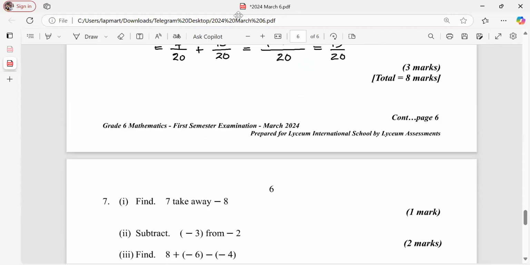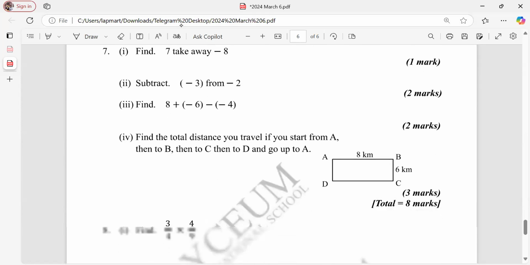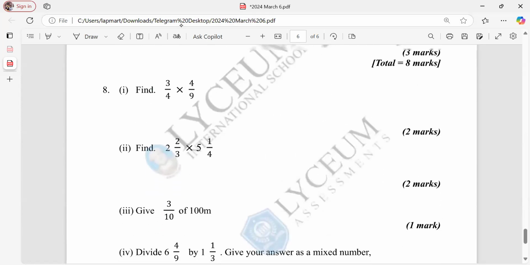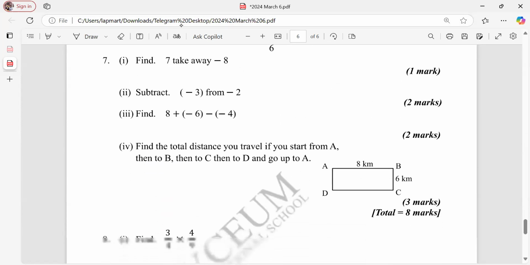Right, so then we will move to the next question, question number 7, and we have 2 more questions. So in question number 7, what we need to do is 7 take away negative 8. So what does this mean? 7 take away negative 8. So when you have this kind of question, what we need to do?